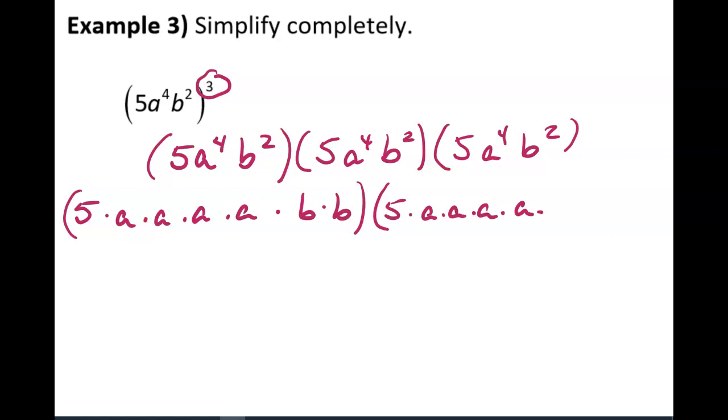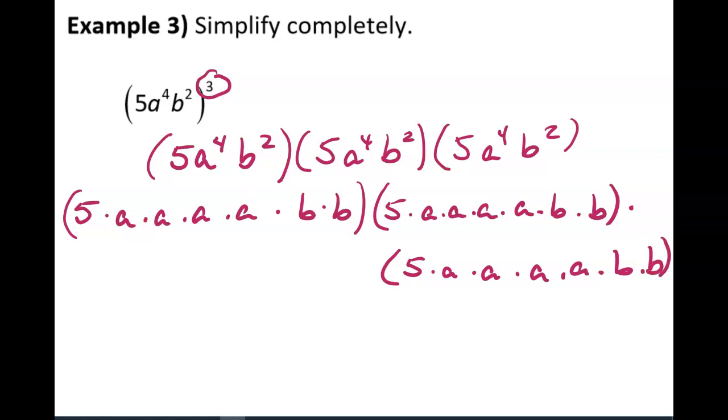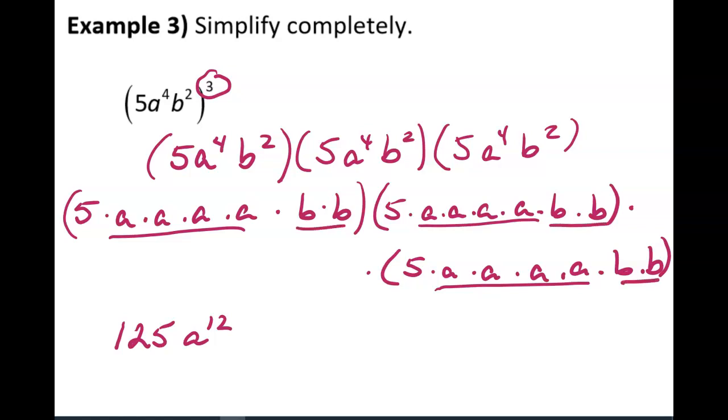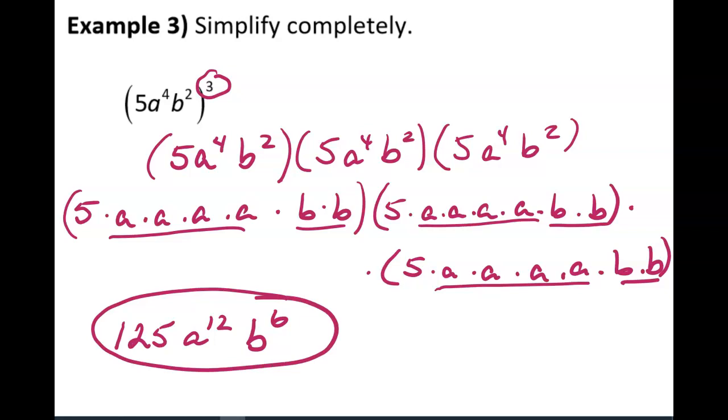I'm going to go ahead and write it all out, even though you might not do it, you might just visualize it when you're doing it. I can just kind of count my factors as I multiply them together. So we've got 5 times 5 times 5 is 125. And each group of a's is 4 factors. So that's 4 plus 4 plus 4 is 12. So we've got a to the 12th. And then 2 b's in each group. So that's b squared times b squared times b squared is b to the 6th power, because that's 6 factors of b that are multiplied together.